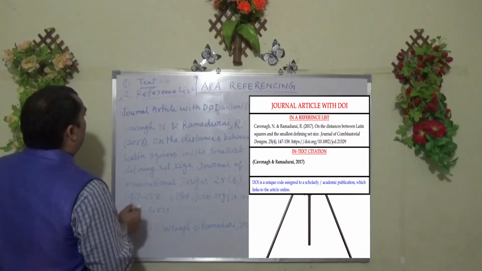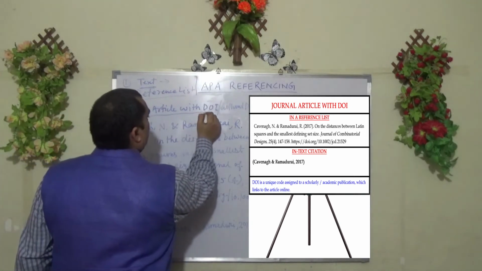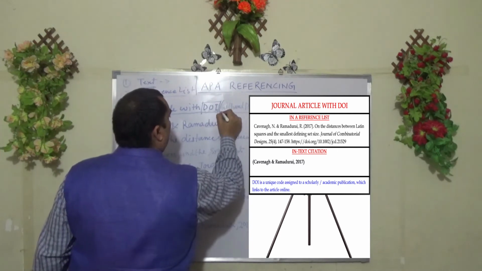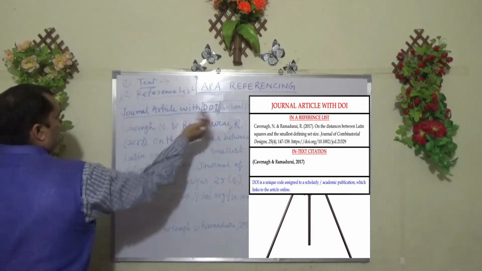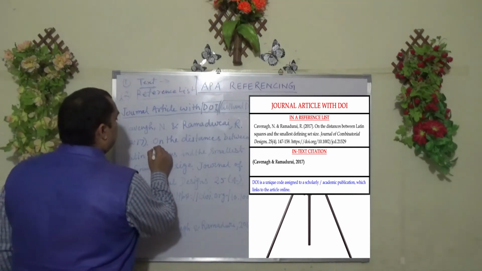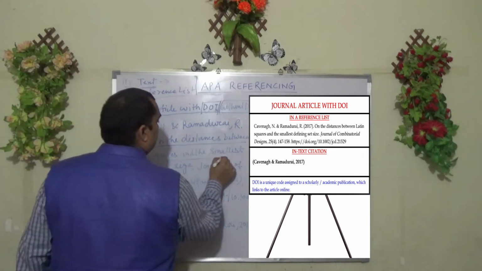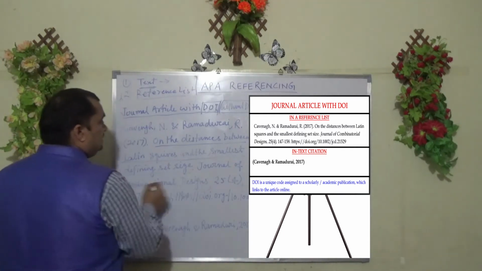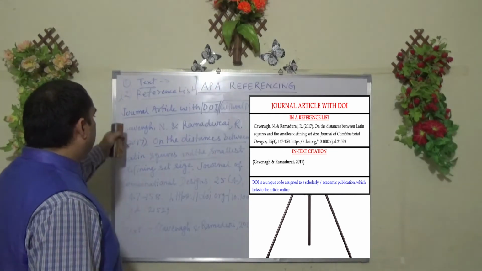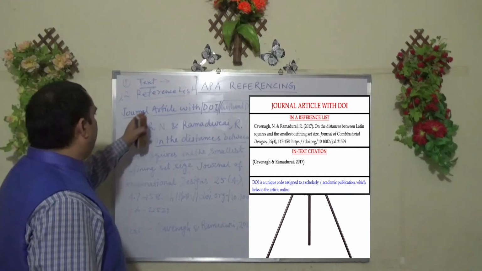So we are going to deal with the journal article. There are two cases. Journal article with DOI, DOI means digital object identifier, and the second is the article without a digital object identifier. The article name is on the distances between Latin squares and the smallest defining set size, which was published in this journal. So how do we cite information and prepare the list? Let me show you first how we add it in the reference list.